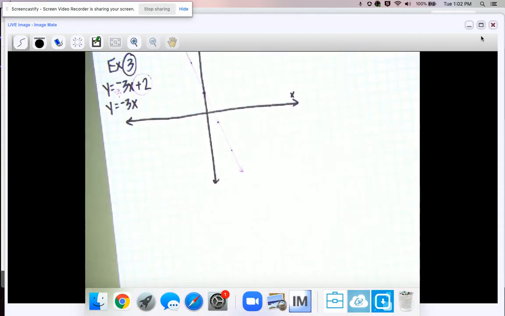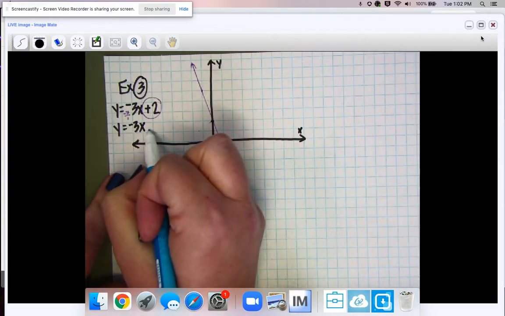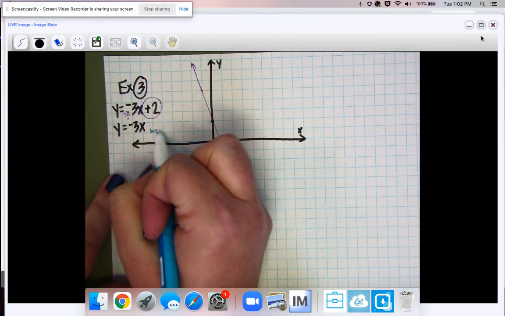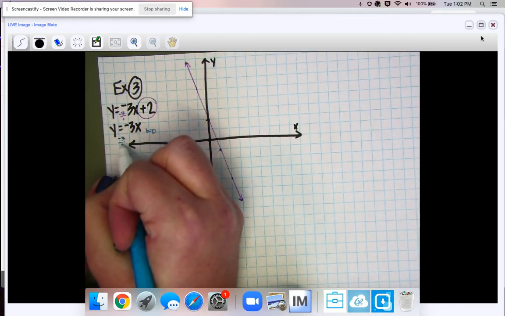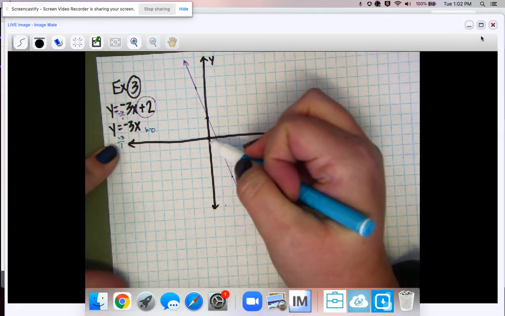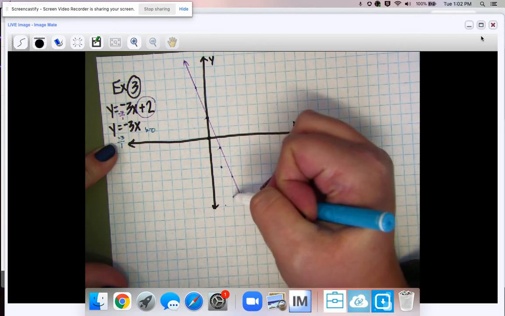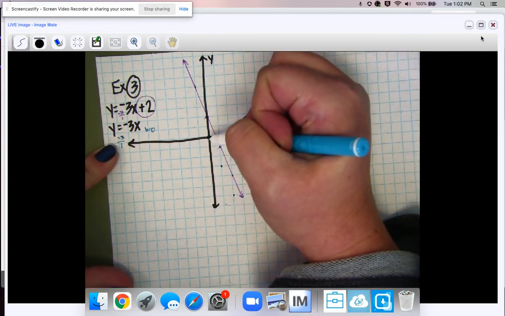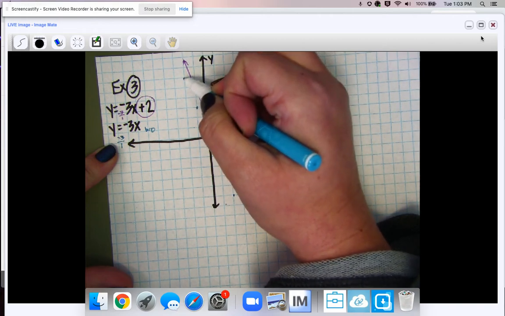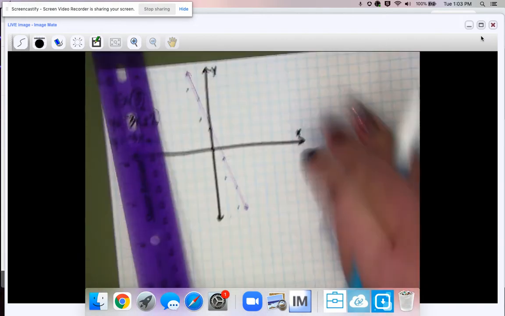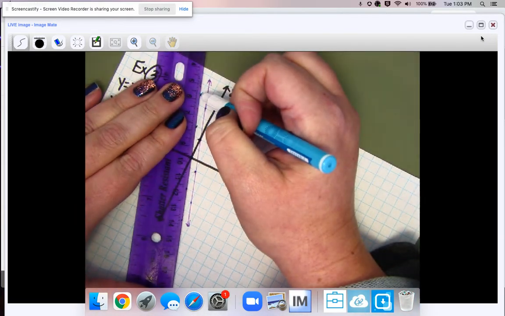And then my second equation is y equals -3x. So that means that my y-intercept is 0. So it's right here. And then my slope is -3/1. Notice they have the same slope. So I'm going to go down 3/1, down 3/1. I'm also going to go up 3/1, up 3/1. And I'm going to connect those very carefully.